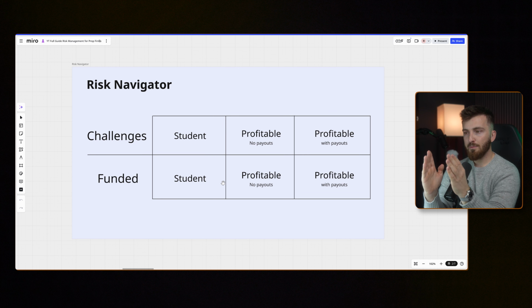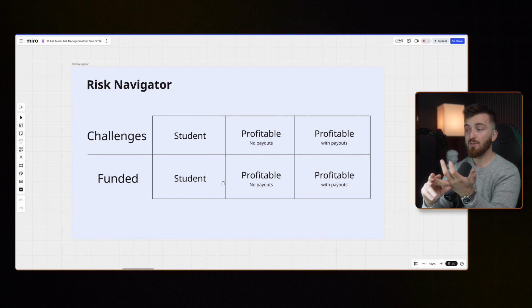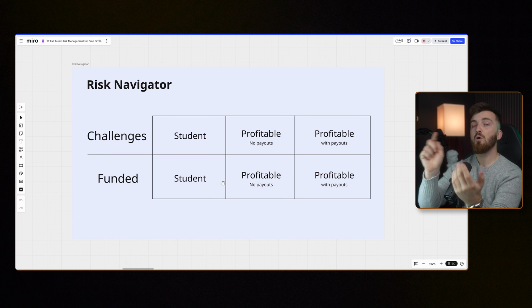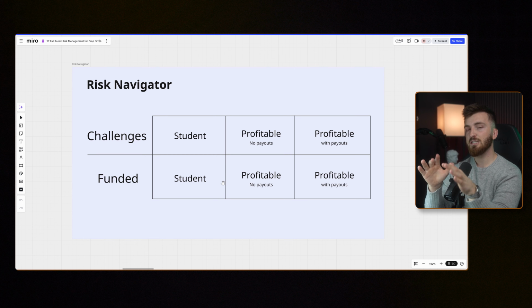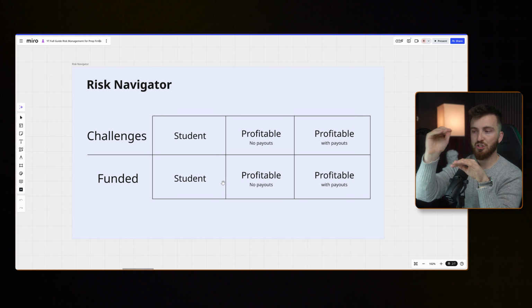And we have multiple profiles for the challenges and for the funded. We have the student, which is someone that is still aiming to become profitable, and that is completely fine. We've all been through it. I've been through it, my students been through it, and still they are getting funded. Then you have profitable but no payouts, and we have profitable with payouts. These are the 6 profiles that we are going to be looking for, because again, it changes between challenges and funded.